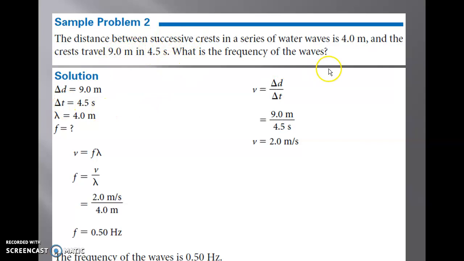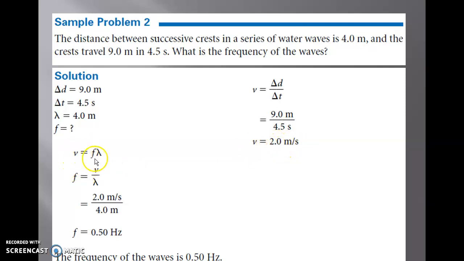So if we use the formula that speed is equal to distance over time, change in distance over change in time, speed is equal to distance, 9 meters, divided by time, 4.5 seconds. If we do this, 9 over 4.5, our value becomes 2.0 meters per second for the speed. So speed is now 2.0 meters per second.